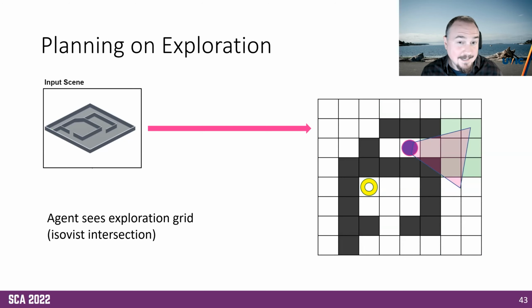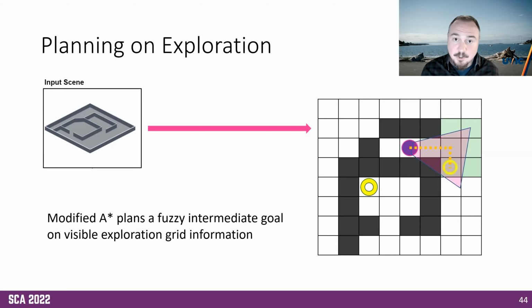And we can't see this information. We don't know where we're at. We can only see what we can see. So to make use of that information, we basically intersect an isovist with that grid and only make use of the information that's local to us, and then do a modified A star again and plan that fuzzy intermediate goal, which is most likely going to be a much shorter distance away because it's only within the isovist formed by the agent, their field of view, and the environment.